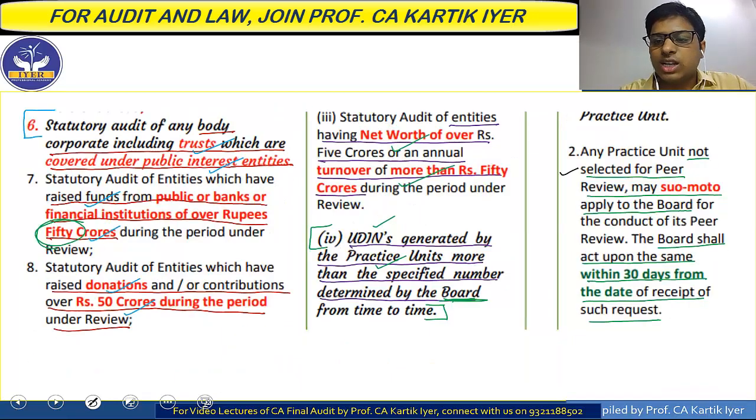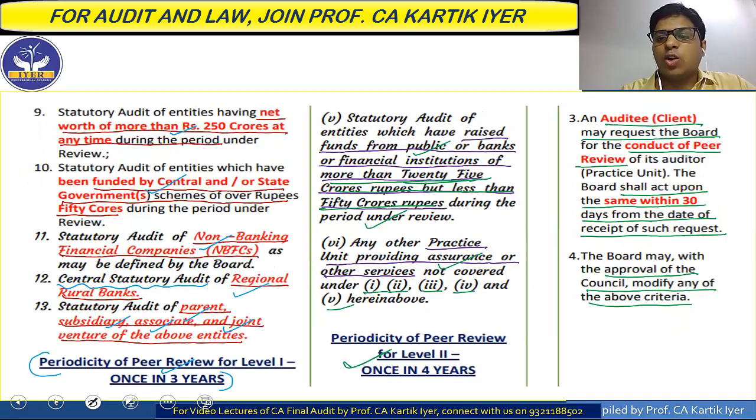Any practice unit not selected for peer review may suo moto apply to the board for the conduct of its peer review. So if the practice unit wants to apply for peer review on its own, can it do so? Answer is yes. The board shall act upon the same within 30 days from the date of receipt of such a request. Next, an auditee client may request the board for the conduct of peer review of its auditor or practice unit. The board shall act upon the same within 30 days from the date of receipt of such request. Again, a very important point for MCQs: within 30 days the board has to act.